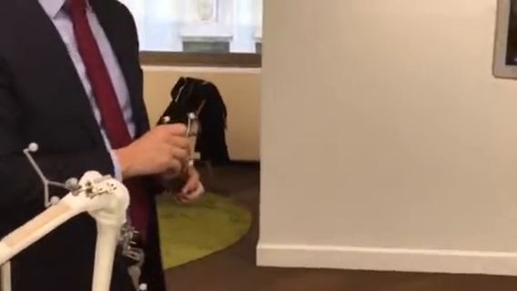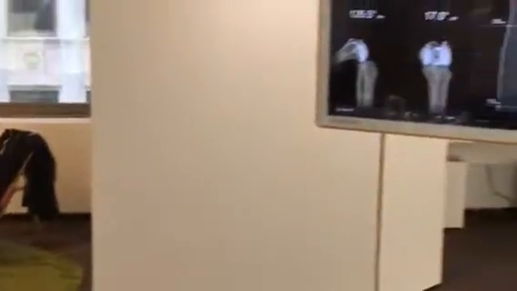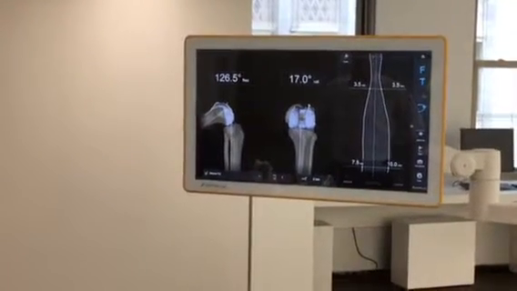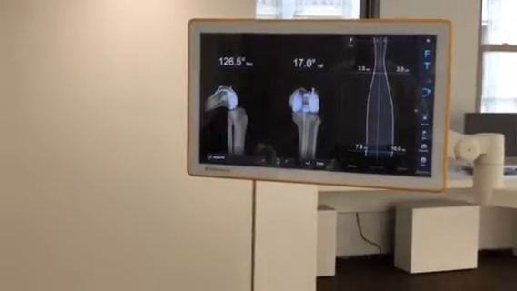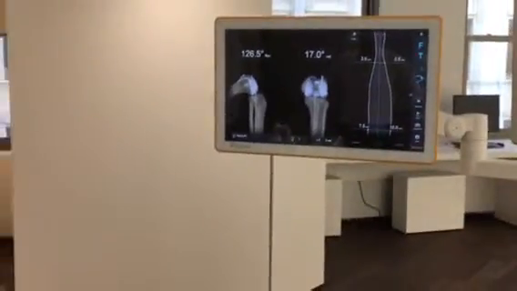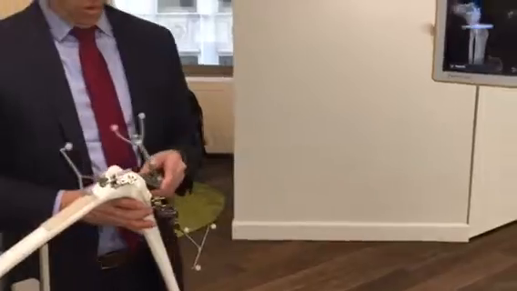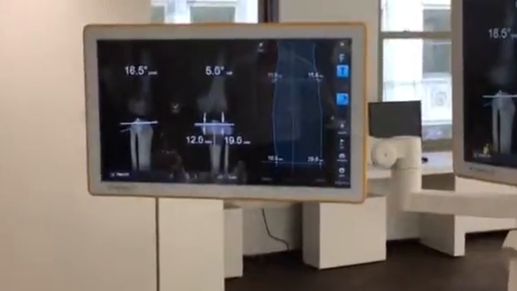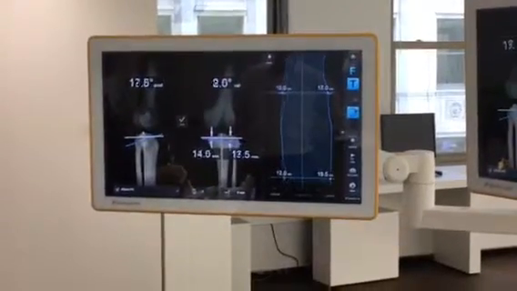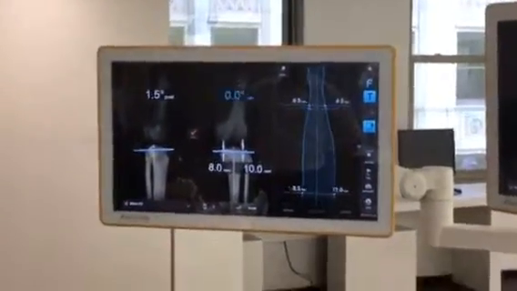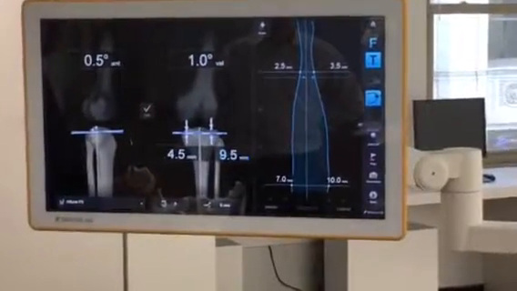Now, where this really comes into play is every step as I go through the procedure is going to be indicated on the screen, and we're going to know how each cut is going to affect the soft tissue envelope. So we know that by going to the tibia, we can universally affect both the flexion and extension gap. Now if you notice, I'll hold it right up to the screen, and as I just move this around slightly, you'll see that it automatically brings up the tibial information.